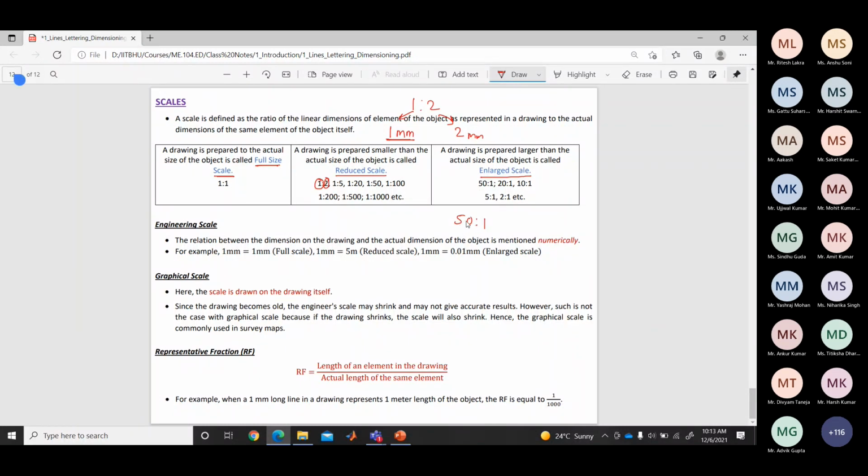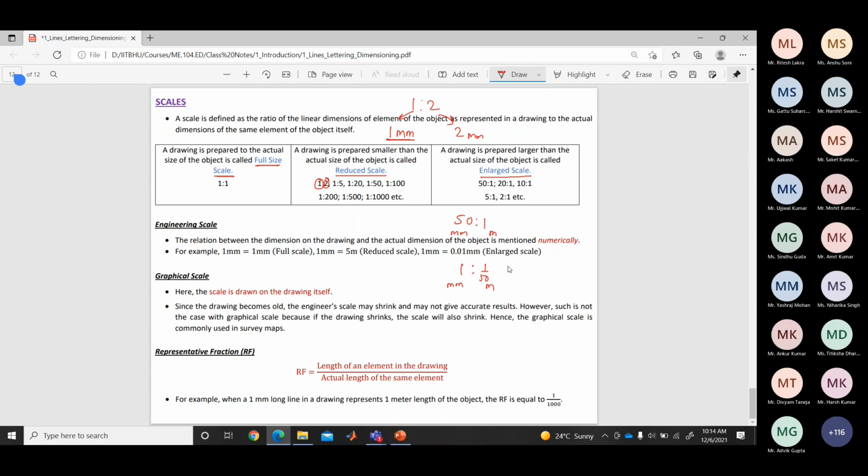50:1 means 50 mm on the sheet. All right, so we can write it the other way: 1 mm, so this becomes, we divide it by 50, so 1 by 50. Let's say this 50 mm is equal to 1 meter. So what will happen? 1 mm on the drawing sheet will be equal to 1 by 50th meter of the actual scale.